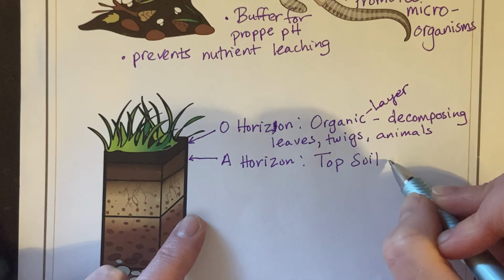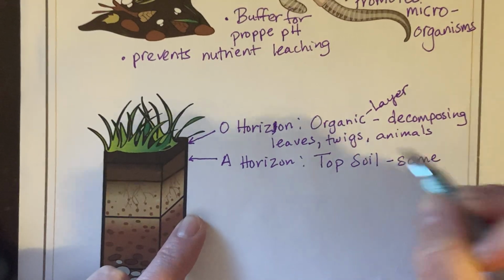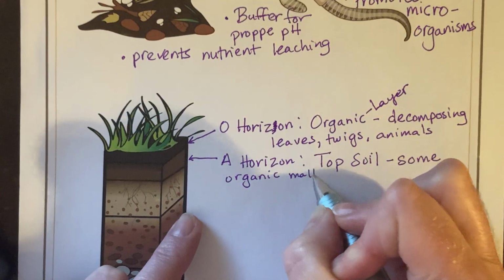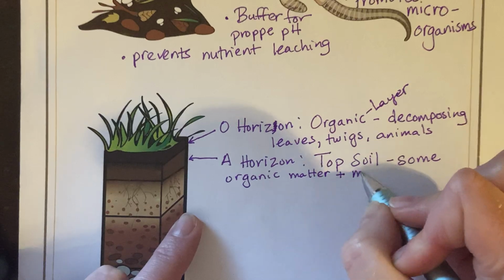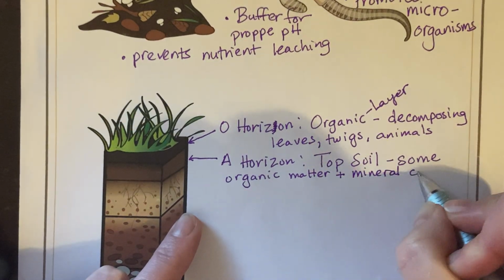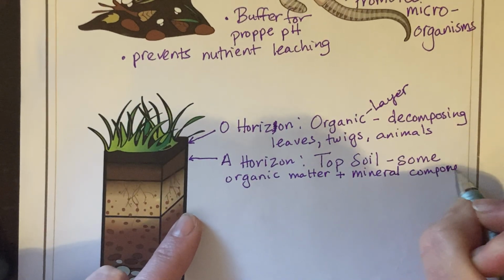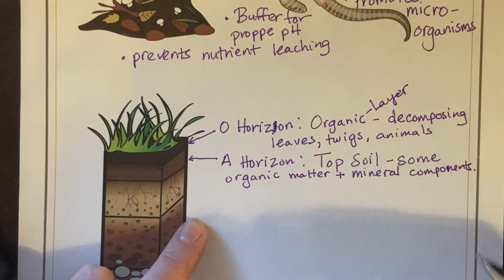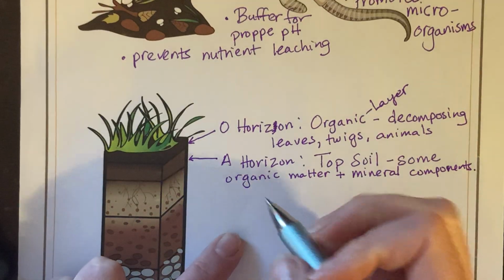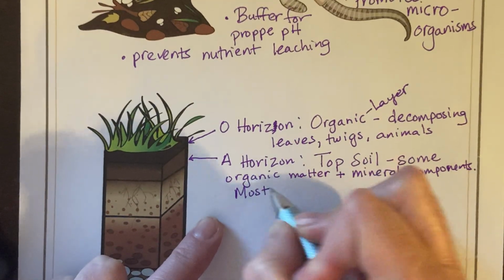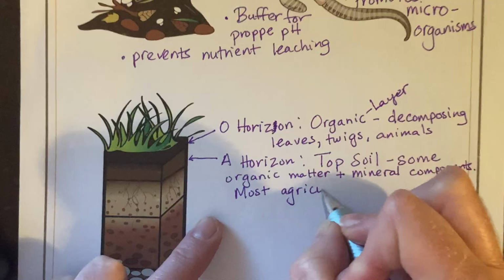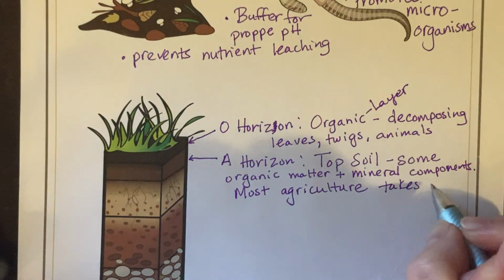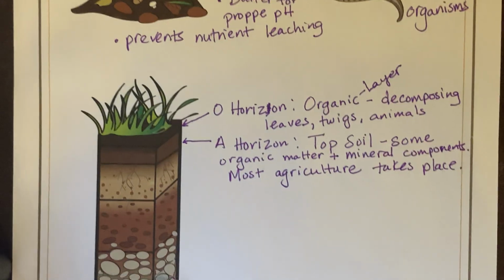So I'll write that down. Some organic matter plus your mineral components. Your sand, silt, and clay, your decomposing other things, all part of the A horizon. And this is where most agriculture takes place. Okay, it is in the A horizon.